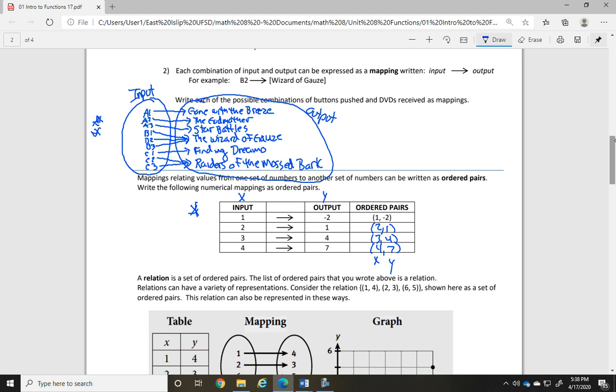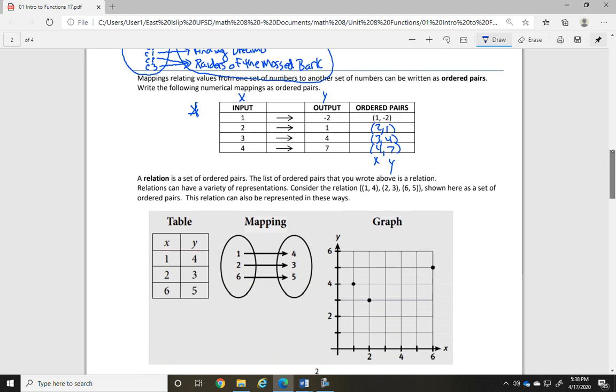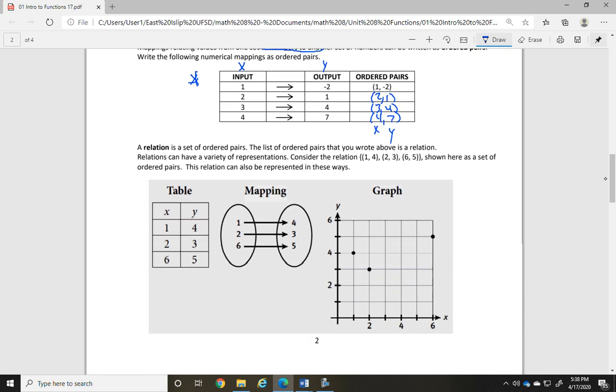So all of these things are called relations, right? When you compare one set of items to another, they're all relations. Not every relation is a function though. So we are going to be talking about what makes a relation a function. Again, this is showing all different ways that we can write our relations.